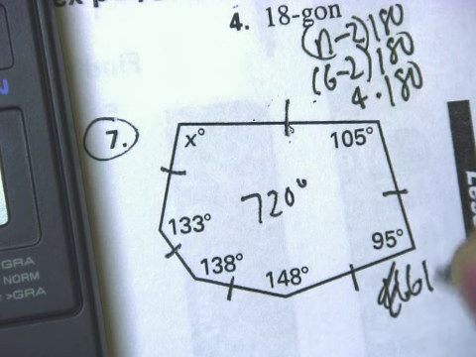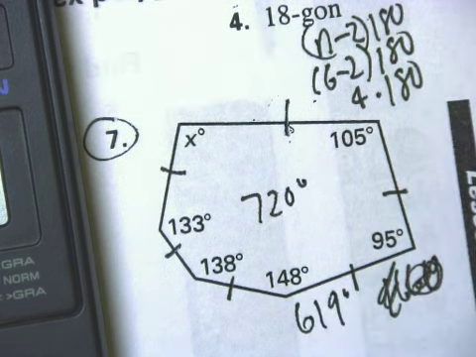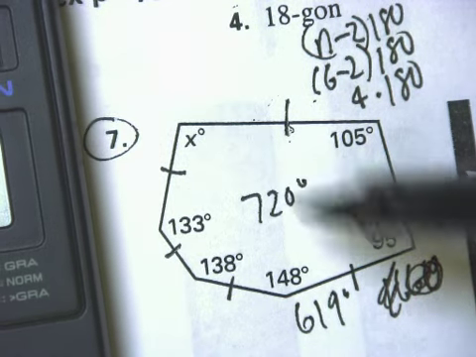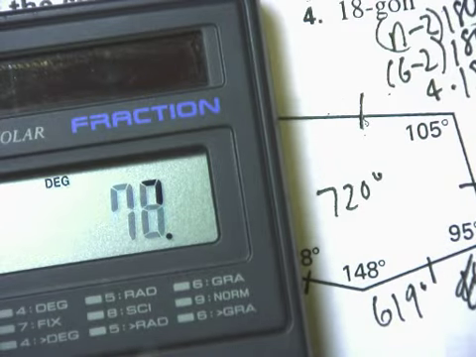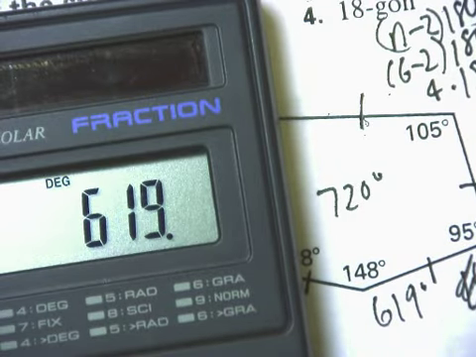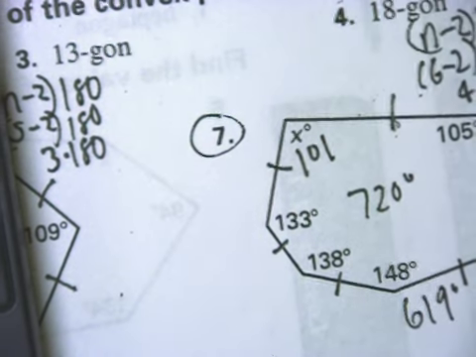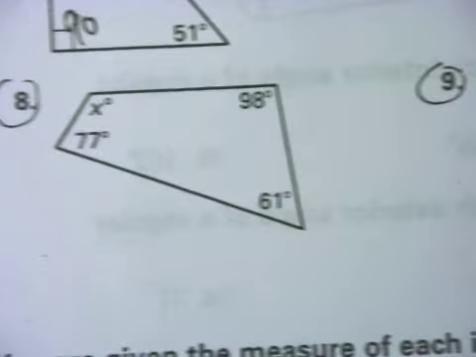So when I add up all these angles together, I get 619 degrees. But this should be 720. So what do I do with these two numbers to find x? I subtract them. 720 minus 619 is equal to 101. So x is equal to 101 degrees.